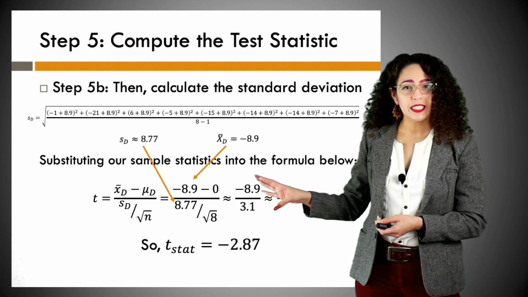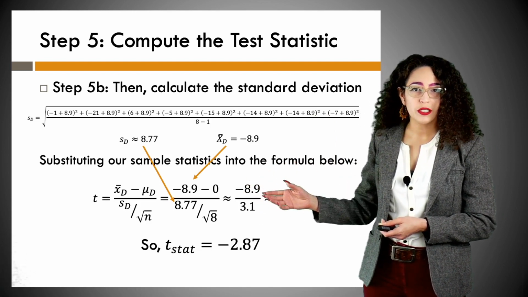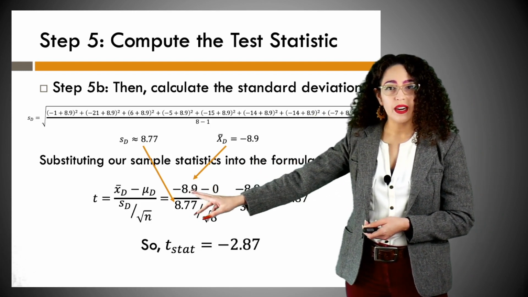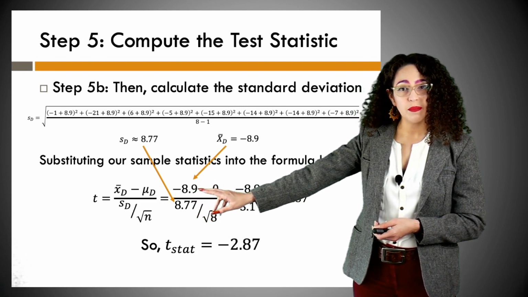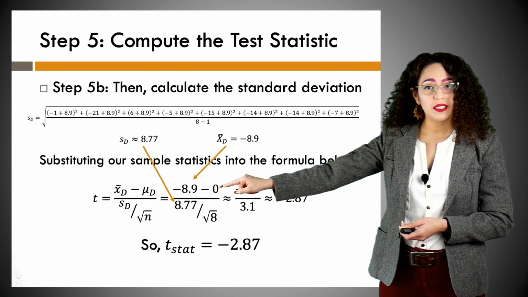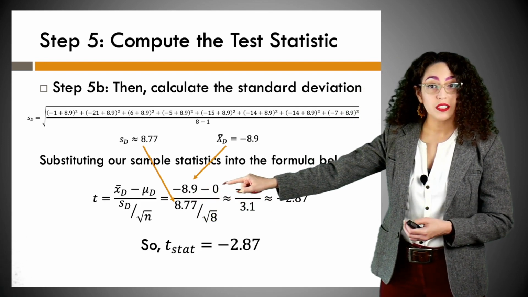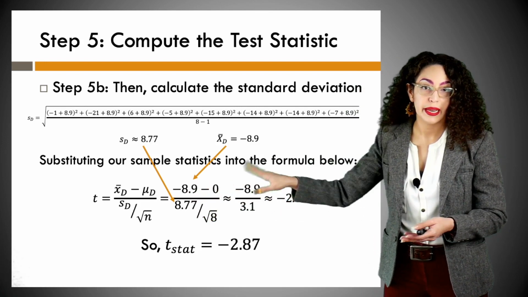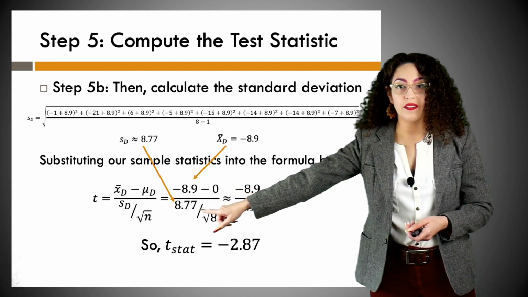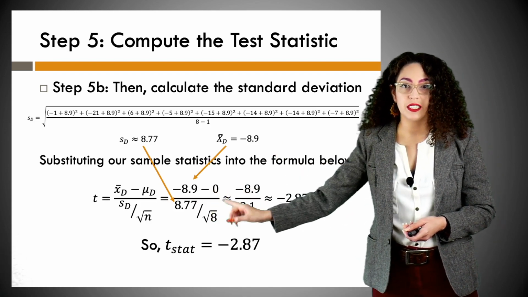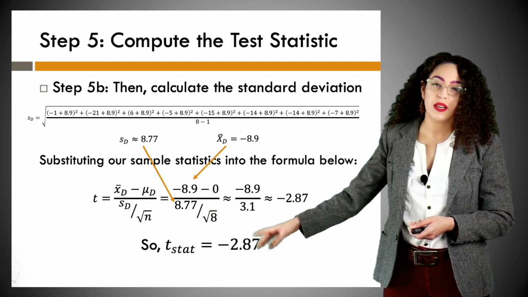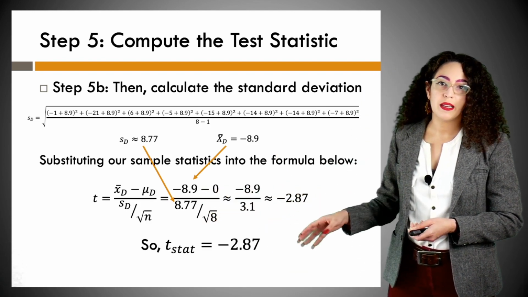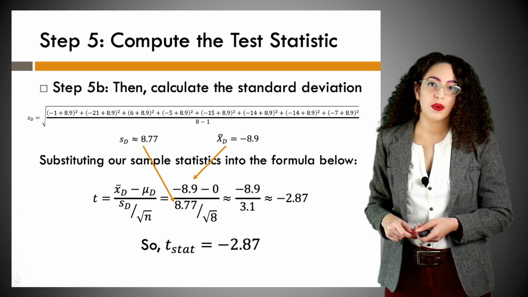Here is our lovely t-test, the same old structure as usual. We're going to put our average here, which we calculated: the average amount of weight loss was 8.9 pounds. Our null hypothesis is that there was 0 difference, so we just subtract 0, which cancels out. Then we have 8.77, our standard deviation, divided by the square root of n. This whole thing is our standard error, which is equal to 3.1. We evaluate that statement and we end up with negative 2.87.